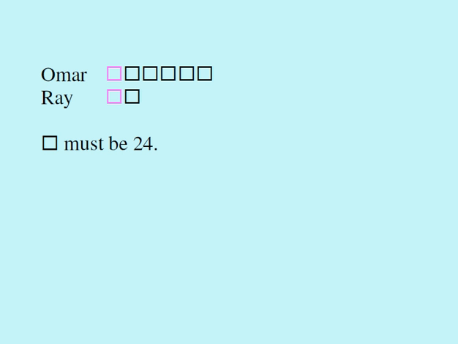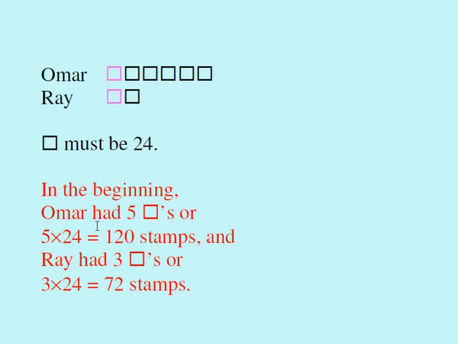So from that we concluded that each square must be 24. Now based on that I can find out how many stamps Omar had originally and how many stamps Ray had originally. Well, originally Omar had five squares. And that would boil down to be, if each square is worth 24, 5 times 24 or 120 stamps. Originally, Ray had 3 squares, and if each square is worth 24, Ray originally had 24 times 3 or 72 stamps.